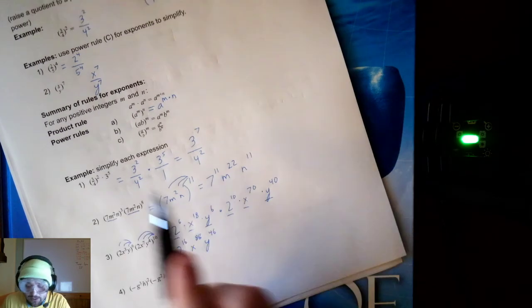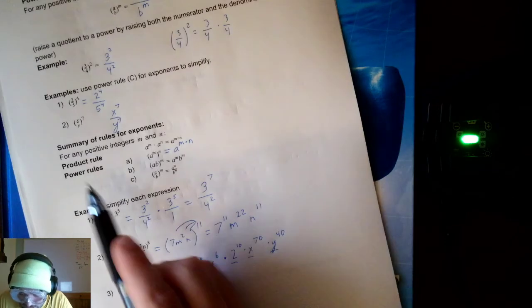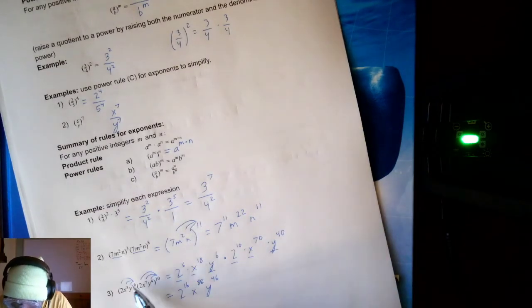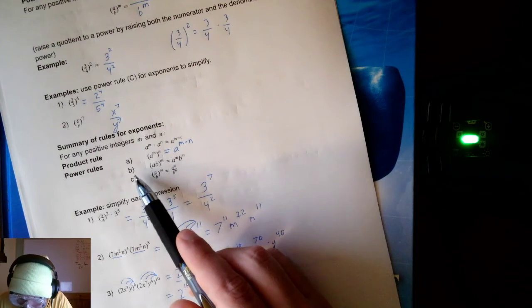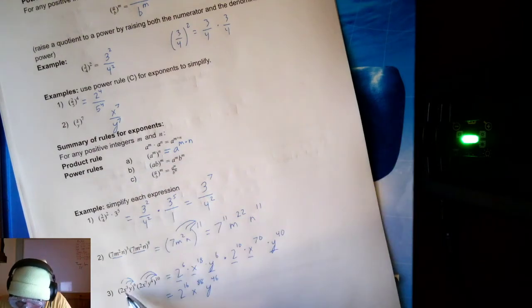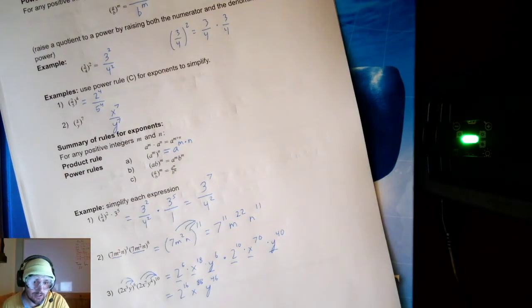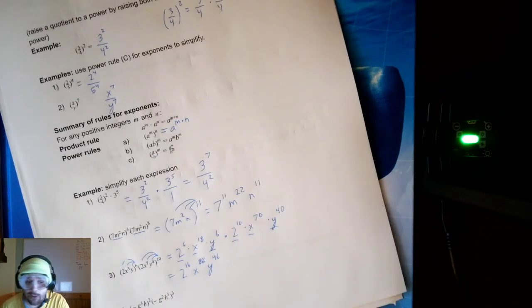Remember, that's two different rules, right? Actually, three. I'm using the power rules to distribute, right? That's power rule B. I'm using the power rule A to combine my exponents, and I'm using the product rule to combine things with the same base. Sometimes it takes multiple different rules to combine things.